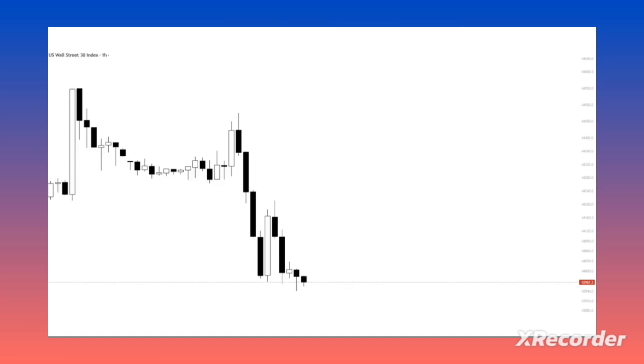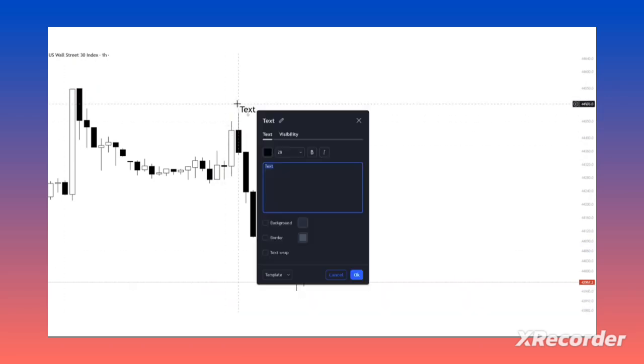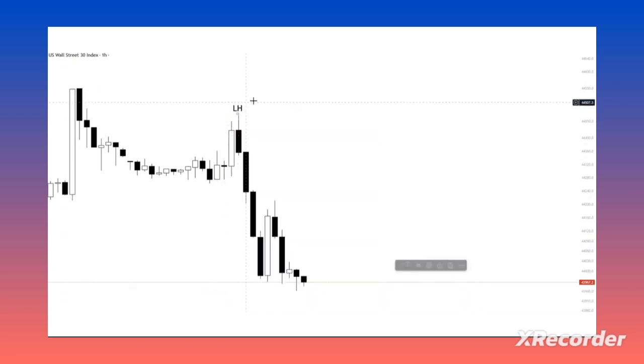Let's first start by analyzing the swing levels. So the first one is a swing high. Then the next swing high is lower than the previous swing high. That means that the market formed a lower high. And now let's take a look at the swing lows.